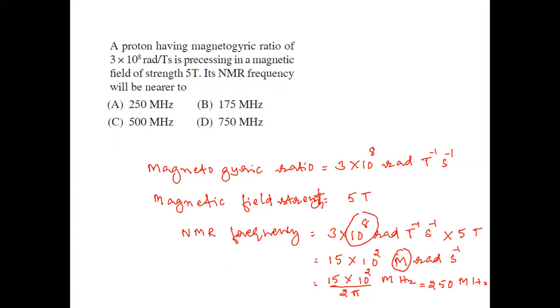This 10 to the power 8 is written as 10 to the power 2 into 10 to the power 6. 10 to the power 6 is written in the form of mega, M. Then Tesla and per Tesla get cancelled, and per second remains. To get rid of radians, we divide by 2 pi. Then we are left with megahertz, since per second can be taken as hertz. So 5 into 10 square divided by 2 pi is approximately 250 megahertz. It would not become exactly 250, it will become a little less, so that is very near to 50 megahertz.